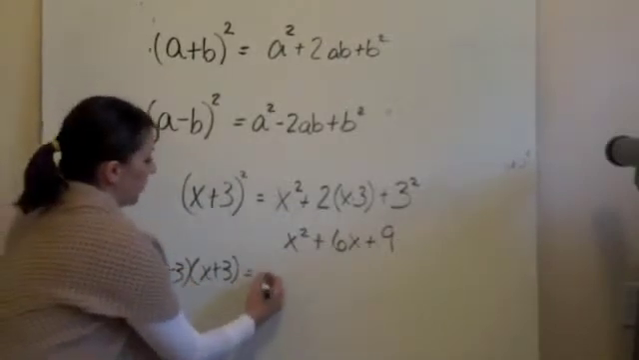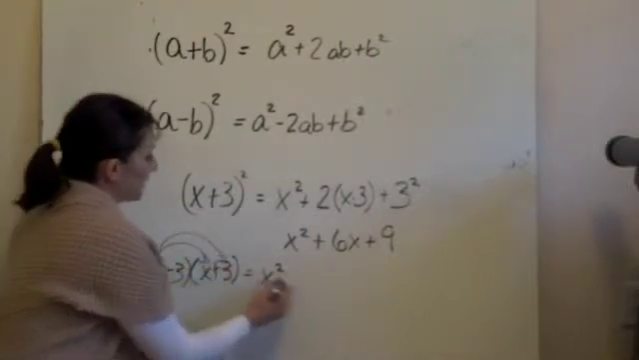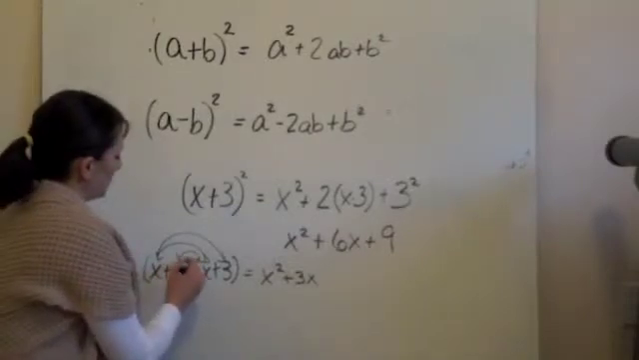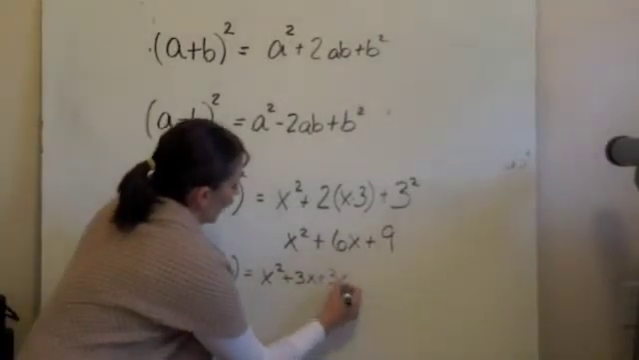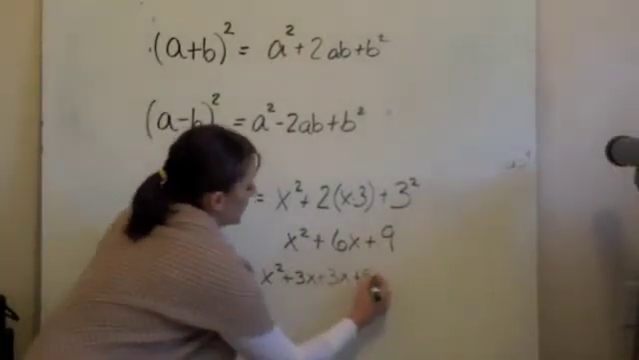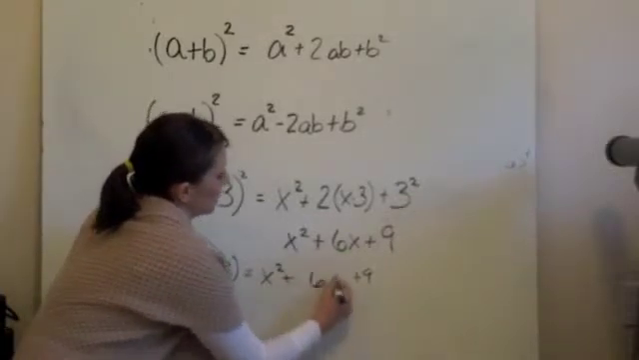it would be x squared, doing our first two terms here. Outer terms, x times 3 gives me 3x. Inner terms, 3 times x gives me 3x. And last terms, 3 times 3 gives me 9. When I combine 3x plus 3x, that gives me 6x.